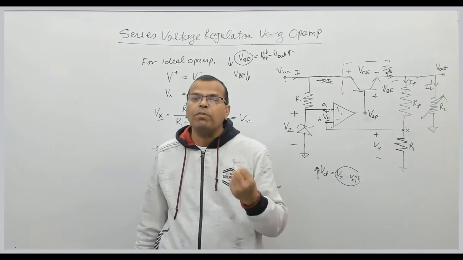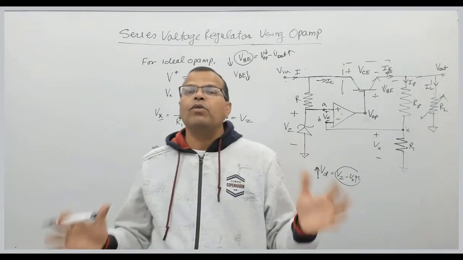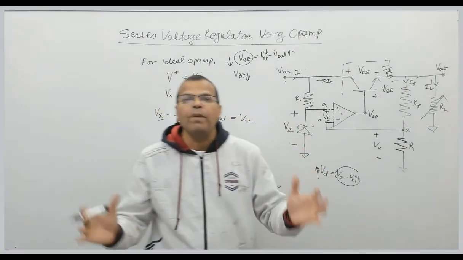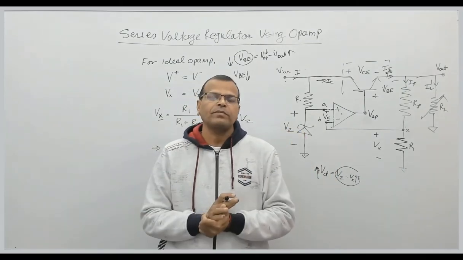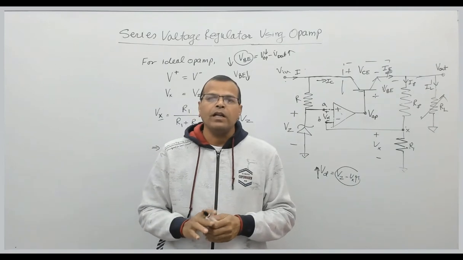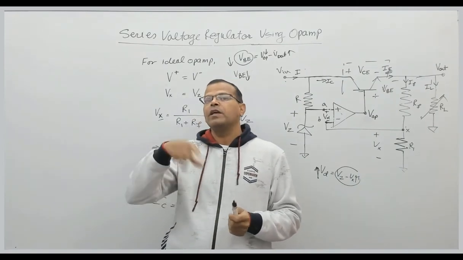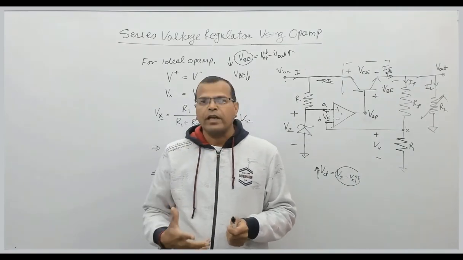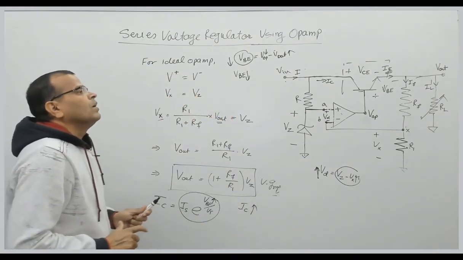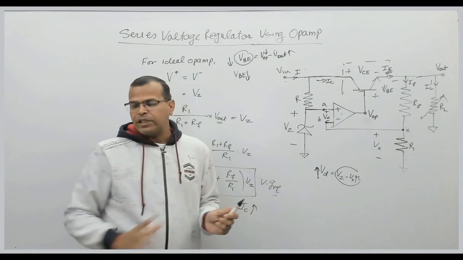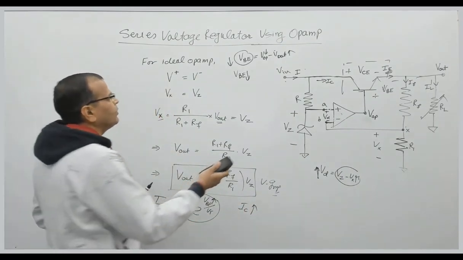So that will be brought back, and that is how the voltage at output terminal of op-amp will be maintained at constant level. I hope the concept is clear, and if it is not clear, please rewind your video, see it again, you will understand it. Fine. So now let us see the power dissipation of this circuit.